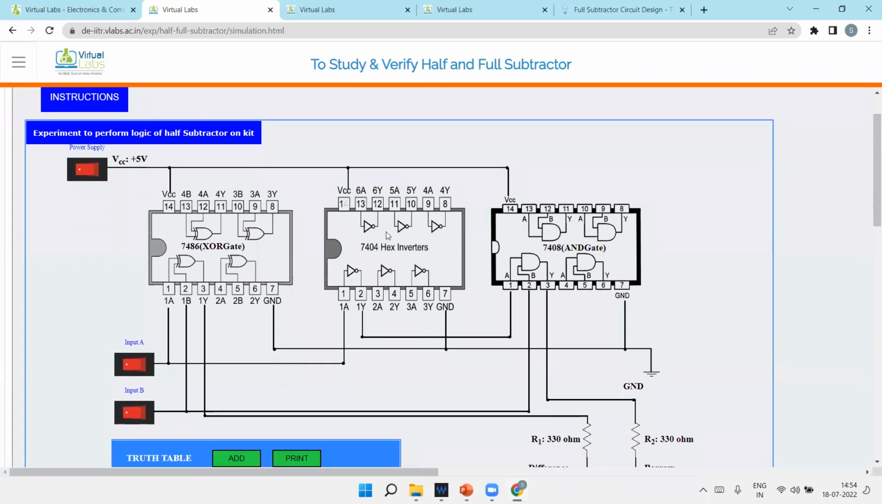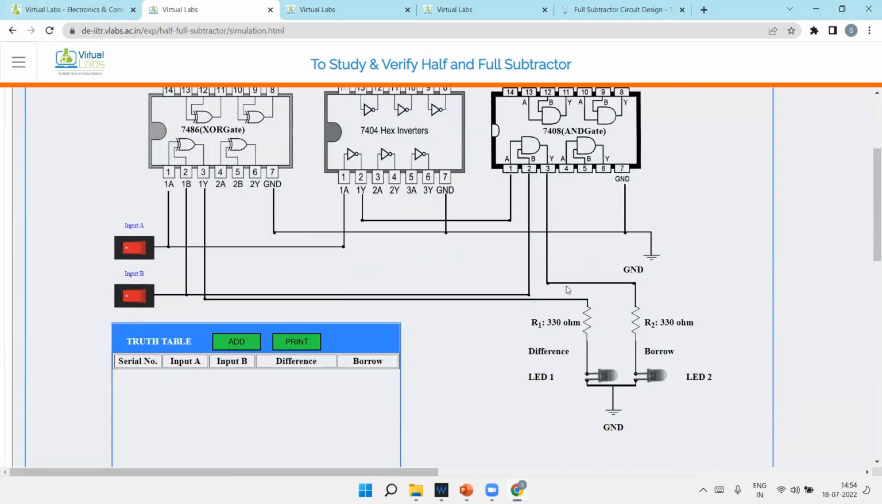If you remember, I explained that we need 3 ICs: one XOR gate, one inverter, and one AND gate. If you prepare the circuit on a breadboard or design a PCB, you need 3 ICs: one IC for the XOR gate, one hex inverter IC, and one IC for the AND gate. And these resistors are required.